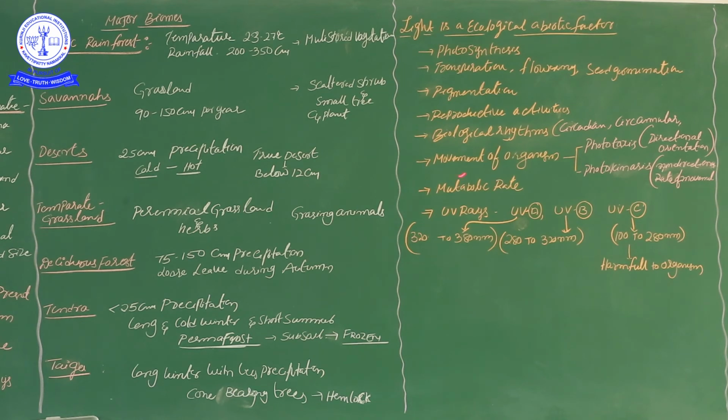Then come to the next one, movement of organisms. The movement of organisms is also influenced by the light. Some organisms move in the daytime, showing more activeness. Moving means more activeness. Organisms that are more active in the daytime are called diurnals. Here I didn't write it, but we already discussed this in the previous class: diurnals. We are diurnals.